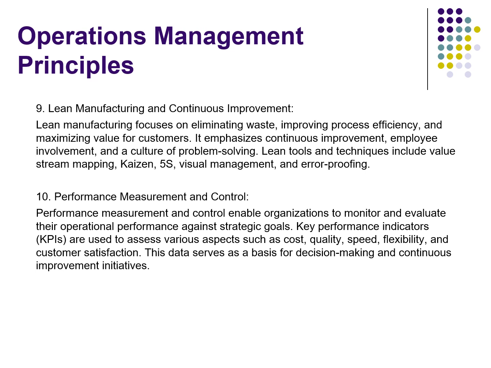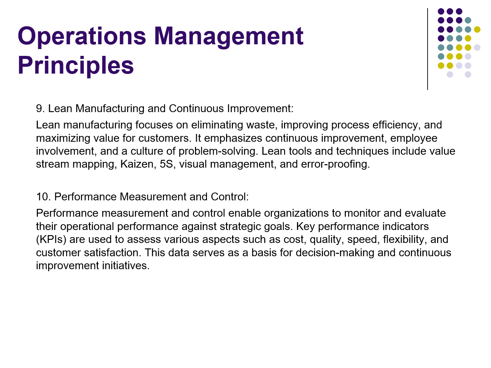9. Lean manufacturing and continuous improvement. Lean manufacturing focuses on eliminating waste, improving process efficiency, and maximizing value for customers. It emphasizes continuous improvement, employee involvement, and a culture of problem-solving. Lean tools and techniques include value stream mapping, Kaizen, 5S, visual management, and error proofing.